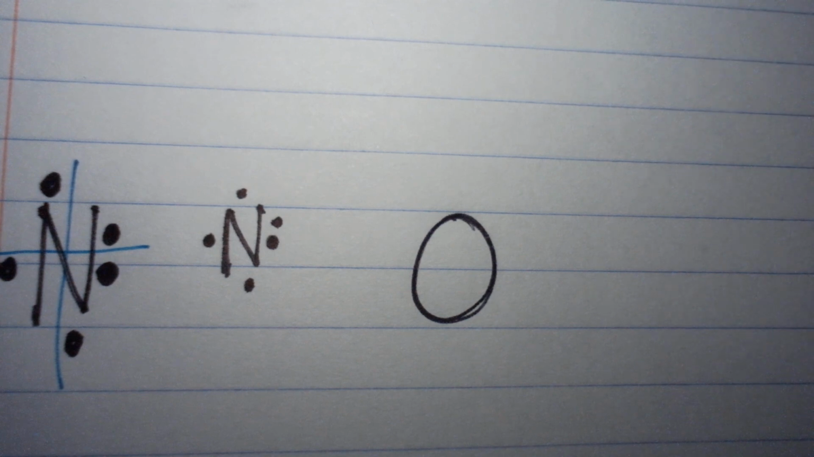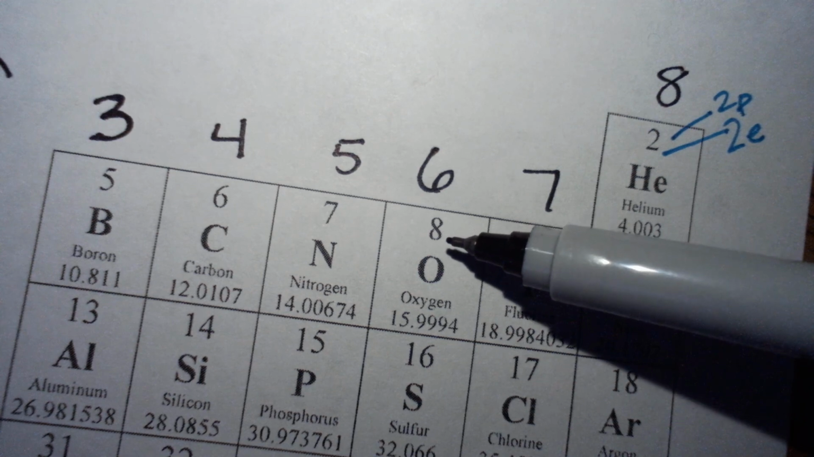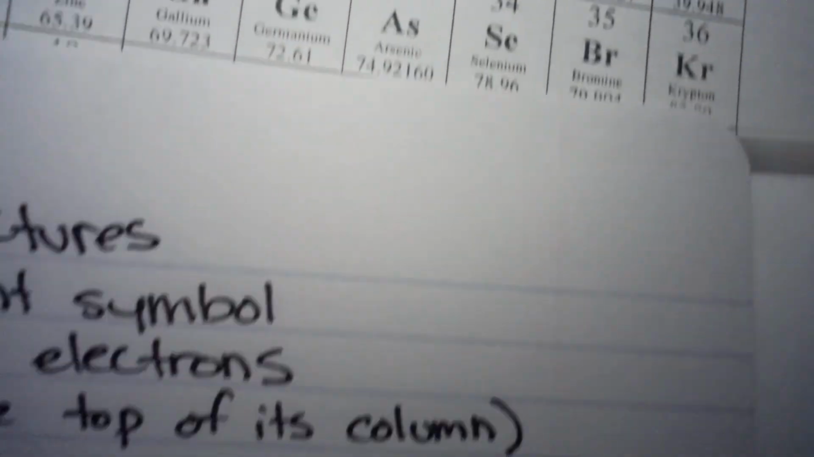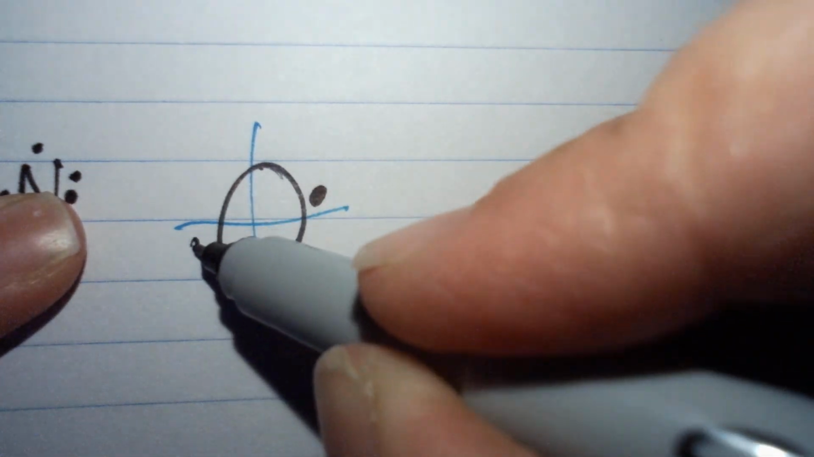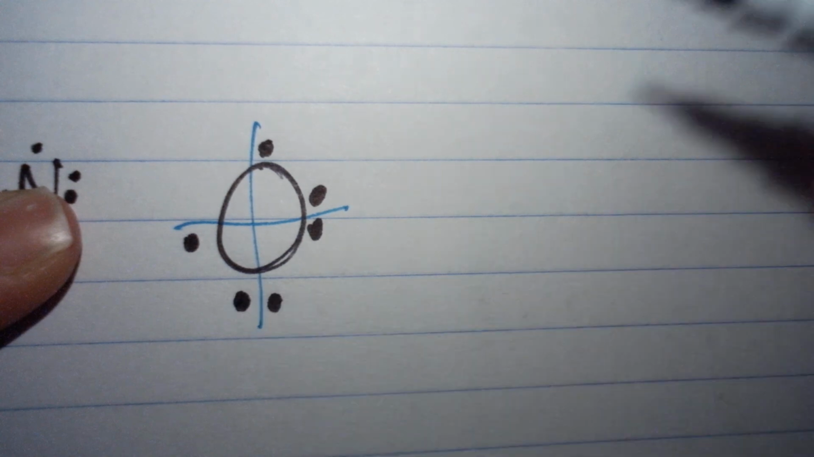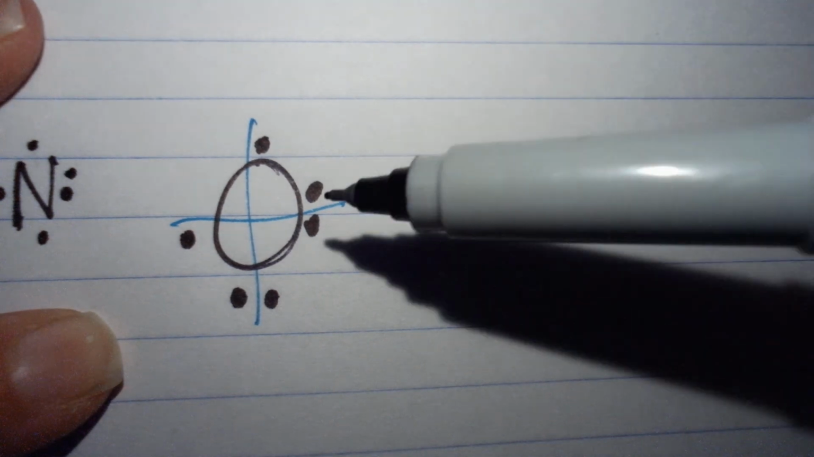Show me on your fingers how many valence electrons does oxygen have? It has 6. It's good because we look at oxygen on the periodic table. It's in group 6. It has 8 total electrons. 2 of them are on that inner circle, and then the 6 are on the outside. So let's see, how are we going to lay that out? Crosshairs. We go 1, 2, 3, 4, 5, 6.